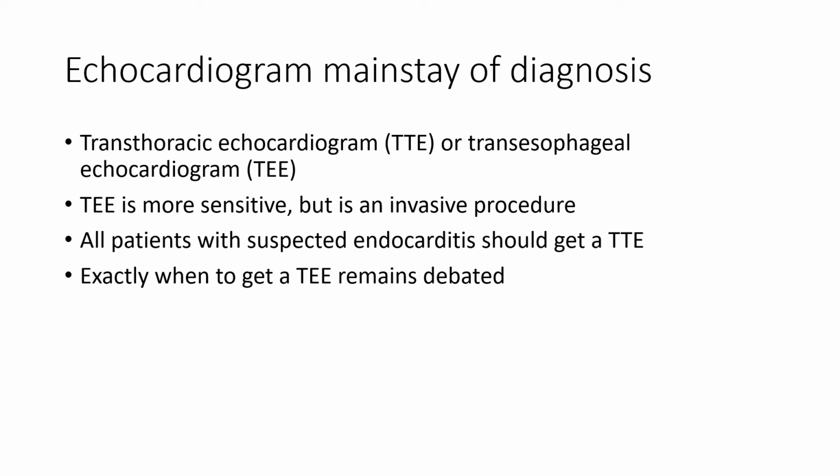Now, all patients with suspected endocarditis should get a TTE, a transthoracic echo. Exactly when and who should get a TEE remains debated. If you're interested, there are lots of articles on it. You can read about it. But basically, if you think about endocarditis, you should get a TTE for sure, because if it shows a vegetation, you're done. We typically reserve a TEE for patients where we're concerned about endocarditis and we want to rule it out so that we can shorten their antibiotic duration if they don't have it.